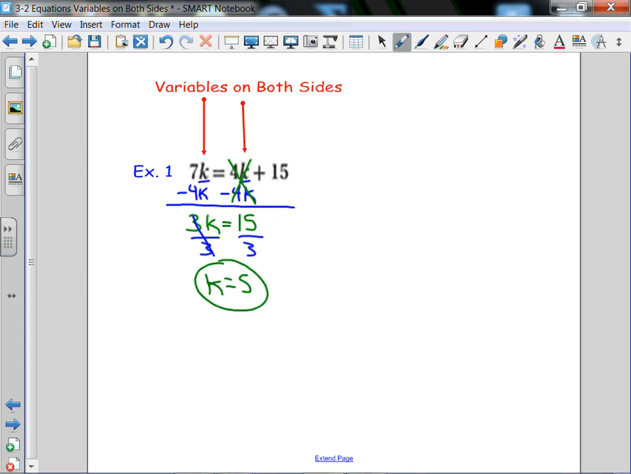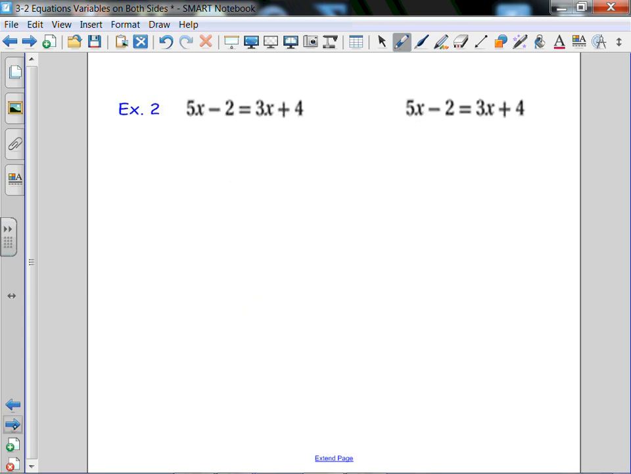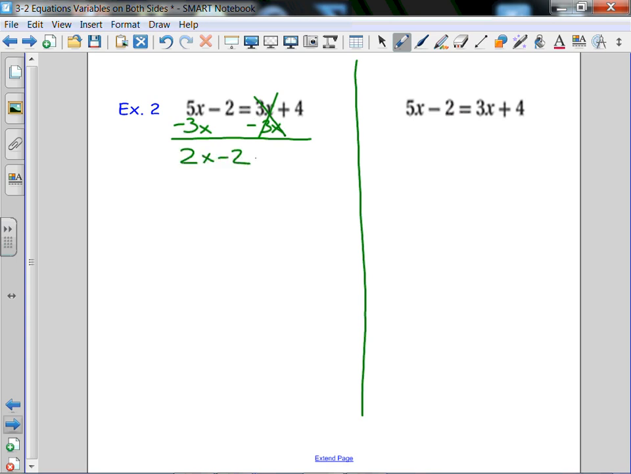Okay, next problem. Example number 2. Now it's written here twice for a reason. So the first example, I'm going to subtract 3x from both sides. And they cancel on the right. And I'll have 2x minus 2 equals 4. And now this is just like what we did yesterday, where we're going to just solve the two-step equation. So I get 2x is equal to 6, so x is equal to 3.